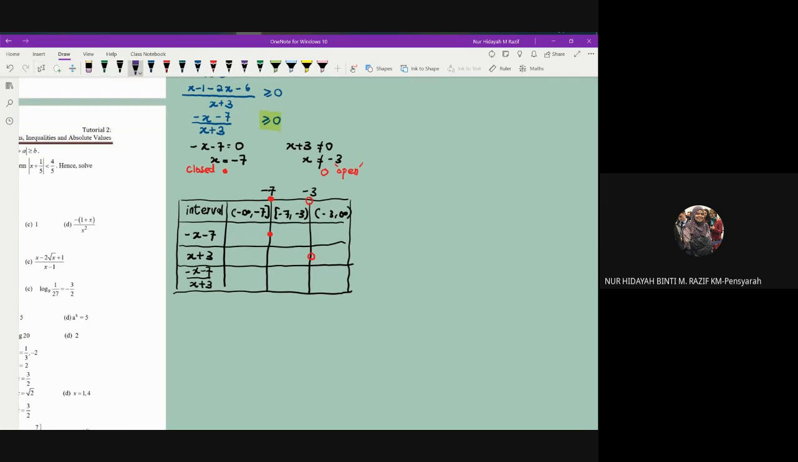Cari satu nilai untuk anda masukkan sebagai test value. So please give me a test value for this interval. Negative infinity, negative 7. Test value kita apa? Negative 8. Negative 8. Yes, thank you. We take negative 8 as our test value. So substitute that value into these two factors. What sign do you get? Simbol yang kita dapat? Positive and?